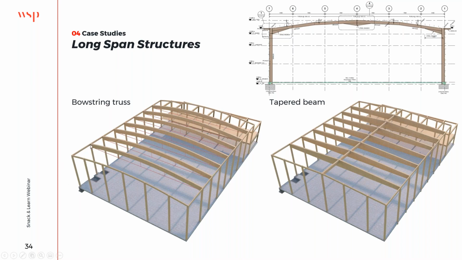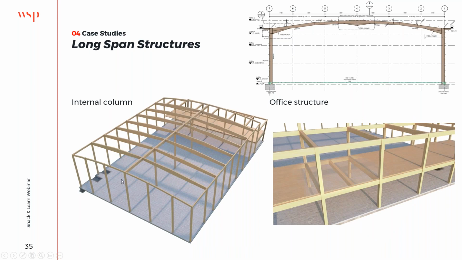The bowstring truss solution here had a 1200 top chord and an 85 diameter bottom chord, and that was circa £30,000. We also gave them an option for a tapered beam solution, where we had a 1200 by 2.5 deep tapered beam. And then we gave them another option where we incorporated an internal column, which actually brought the cost in line with the portal frame solution. As well as that, we looked at the office structure in CLT on a Glulam frame. We also proposed the purlins for the sheeting rails and the roof coverings in Glulam.